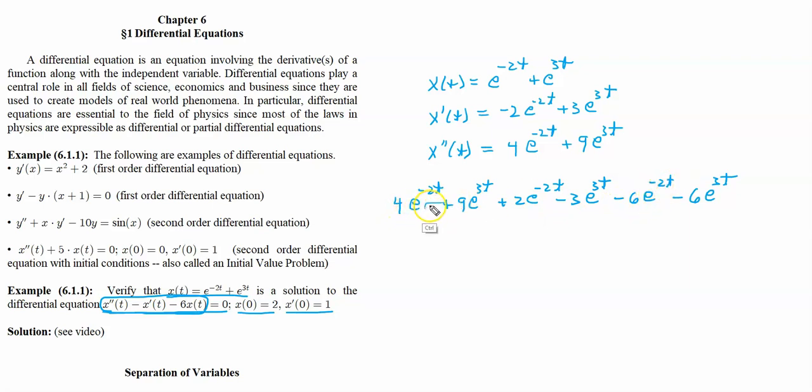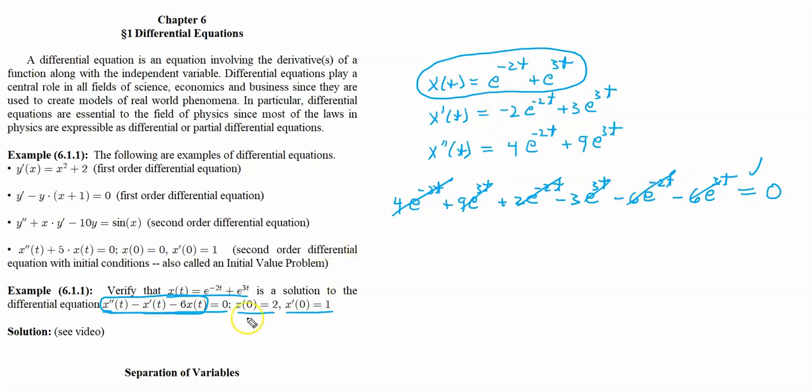So we see that these cancel. And then the 9e to the 3t, that cancels with the negative 3e to the 3t minus 6e to the 3t, so they all cancel. And we see that, yes, indeed, we do get back 0. So that verifies that this function is a solution to the differential equation.